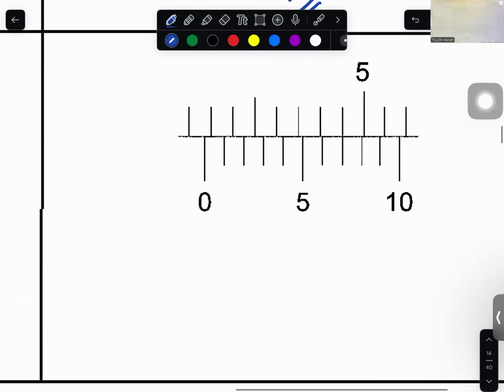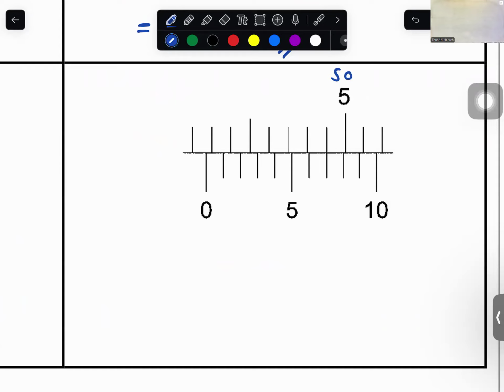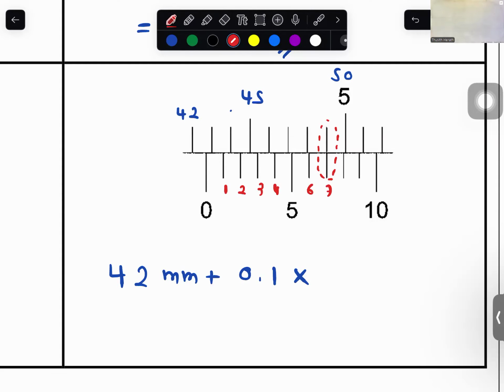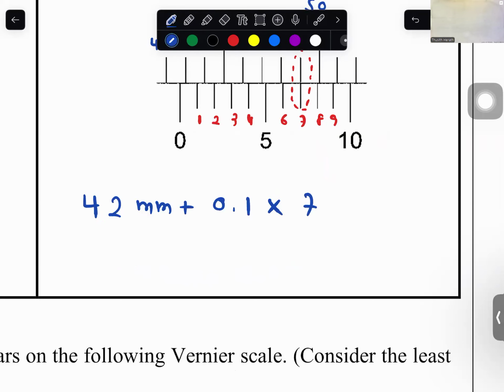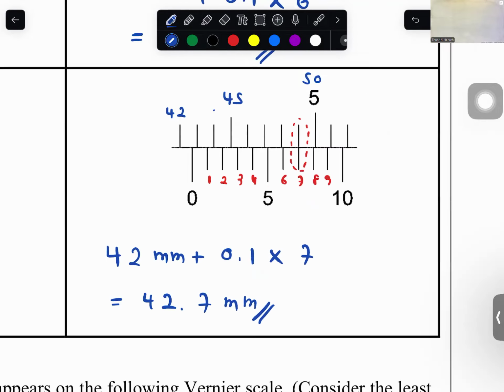Okay, the last question. 5 means here 50 millimeters. This should be 45 millimeters. Then 44, 43, and here this should be 42. So from the main scale, it shows 42 millimeters plus 0.1 into which line is coinciding? 0, 1, 2, 3, 4, 5, 6, 7. Here's the coinciding line, right? Only you want the number of the vernier line, right? 1, 2, 3, 4, 5, 6, 7. 7 is the number. So 0.1 into 7 means 42.7 millimeters. This is the reading of the Vernier Caliper. Complete it also.